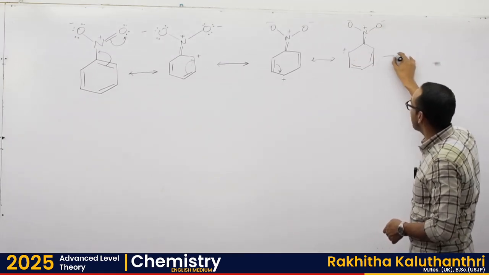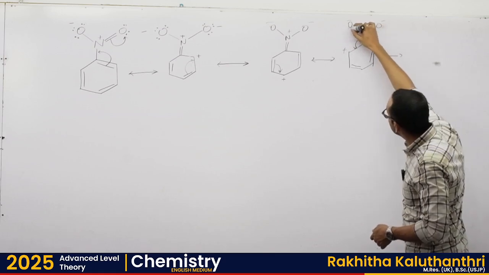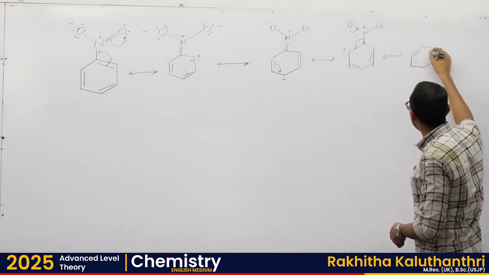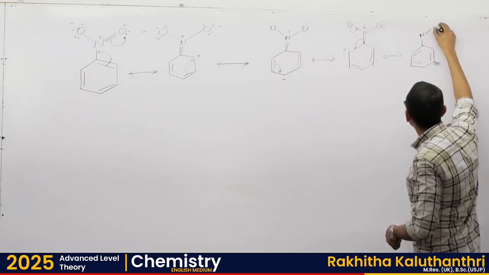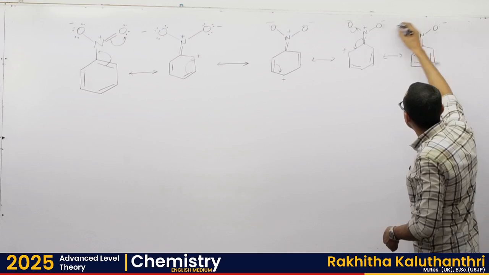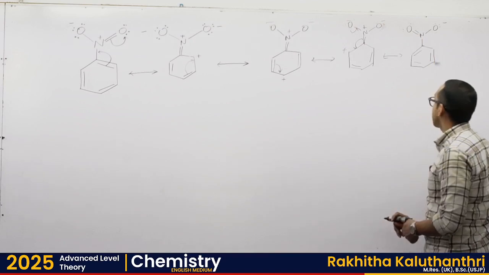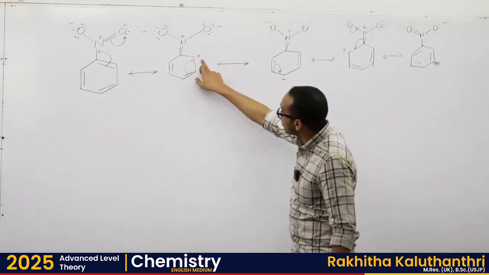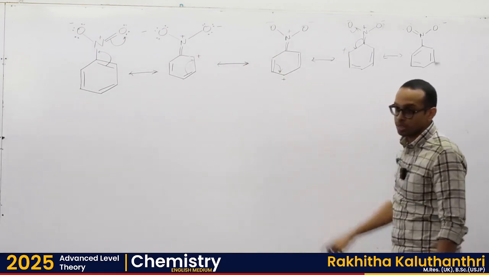We get to this point, and after that again, we can return these electrons like so, eventually coming to the original structure again, NO2 minus, like this. So now, students, if you observe, in the ortho position there is a positive charge in both of these cases. In the para position also there is a positive charge.